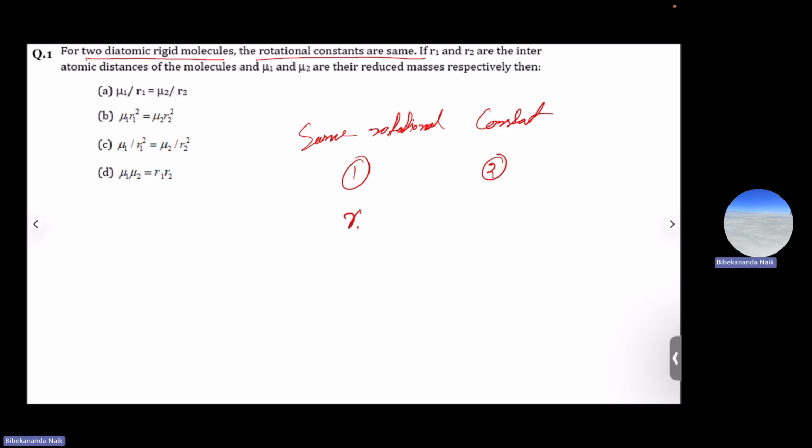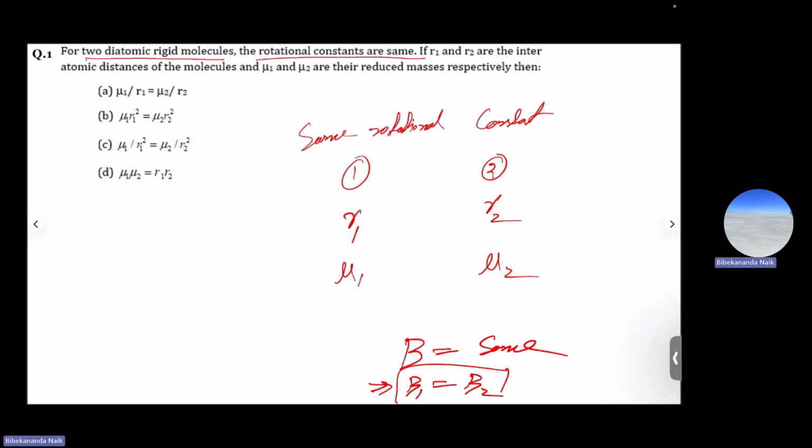R1 is the interatomic distance of molecule 1, R2 is the interatomic distance of molecule 2, and the reduced masses are mu1 and mu2. So what will be the relationship between mu1, R1 and mu2, R2 when they have the same rotational constant, that is B? So B1 equals B2, and we need to find out which will be the correct option. I'll give you a few minutes and then we will discuss the correct answer.